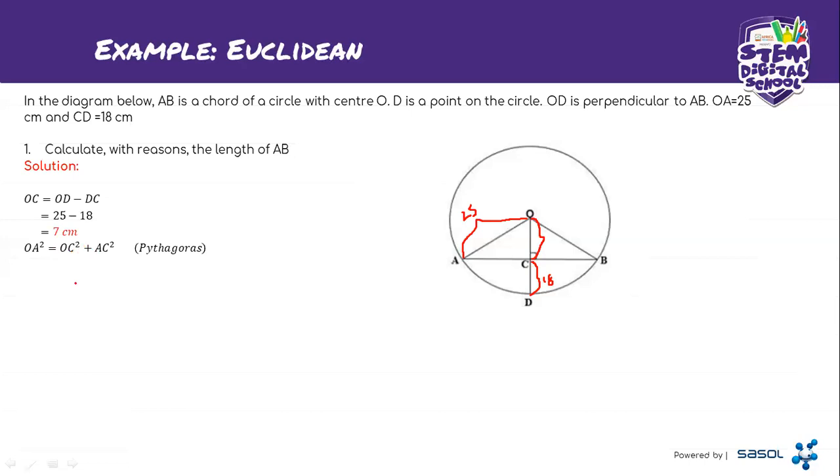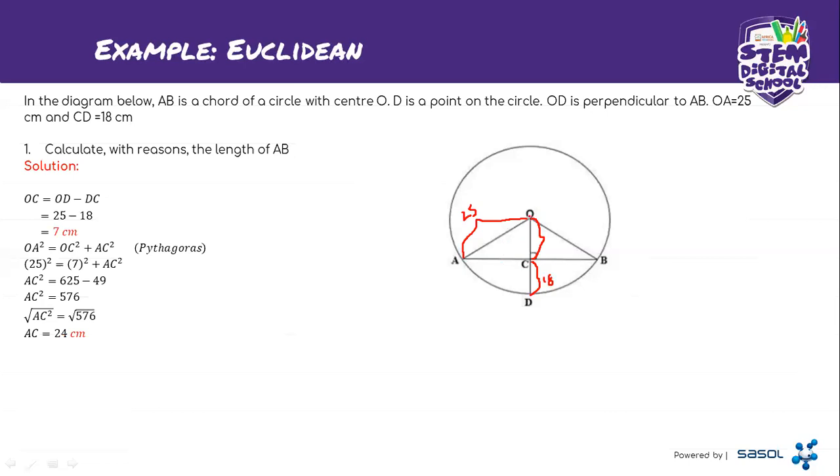This is the formula, and then the next step, just substitute. Because we are looking for AC, we're going to transpose. Then we can see that 25 squared is 625, and 7 squared is 49. Because we are looking for the length of AC, we have to get rid of this exponent 2 and put the square root on both sides. Then the length of AC is 24 centimeters.